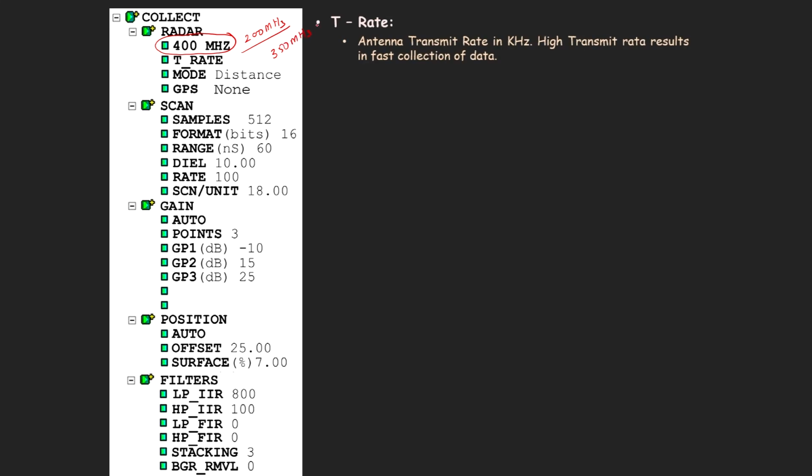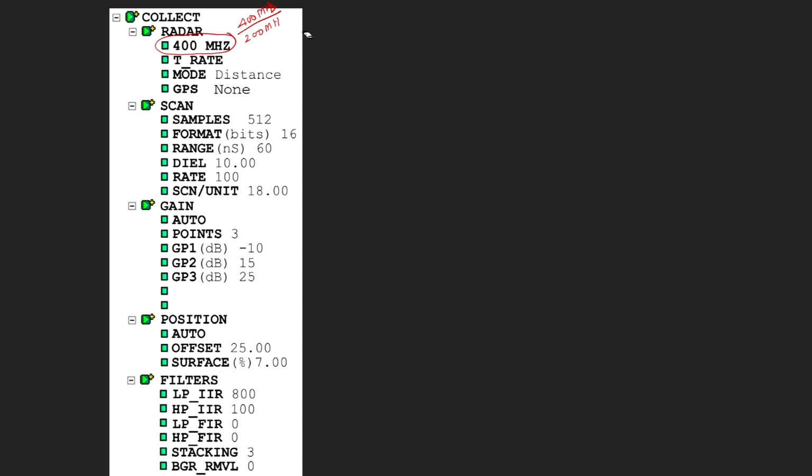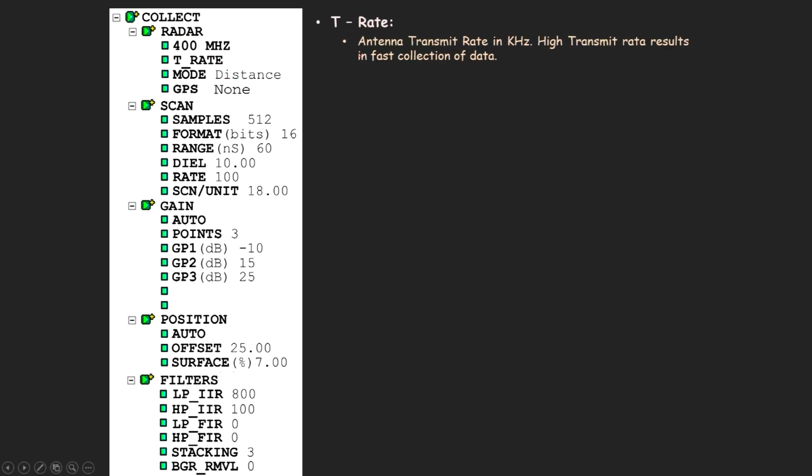So this is one, but usually another one you can put here is the 400 megahertz also. As I told, 400 megahertz is used for the shallower depth. These are slightly deeper, and again we can go up to 6 meters or so comfortably. So we have different parameters here, like the radar signal, 400. Then what is this T rate, mode, distance? We will just try to see that.